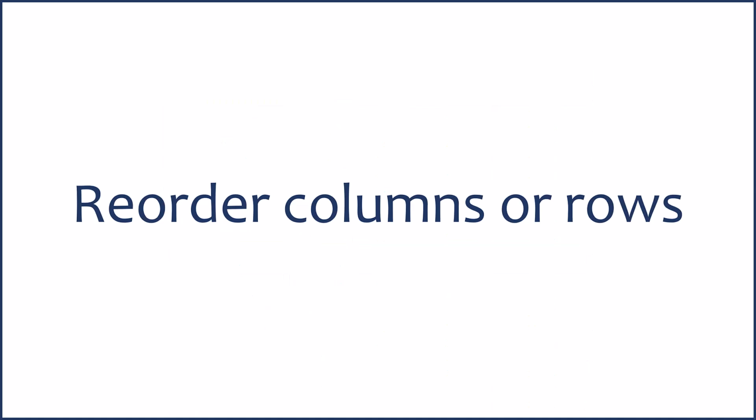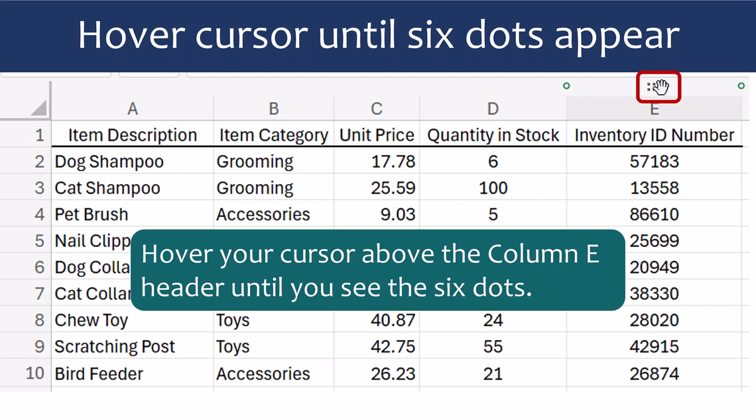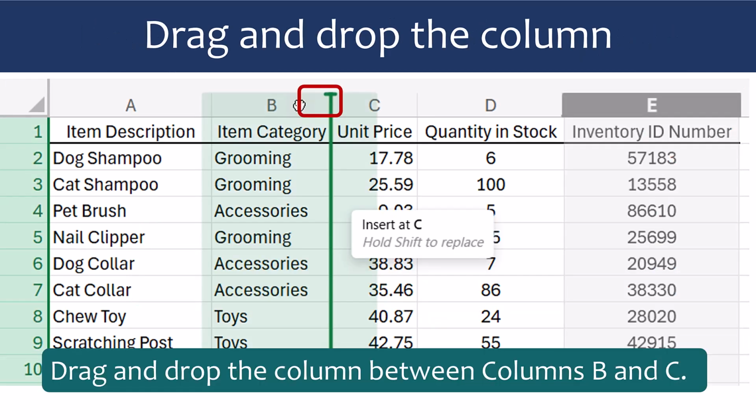Next up, we look at reordering columns or rows in Excel for Web. In this example in worksheet W04, we will show how to reorder the columns so that the inventory ID number column is between item category and unit price. Hover your cursor above the column E header until you see the 6 dots. Drag and drop the column between columns B and C.